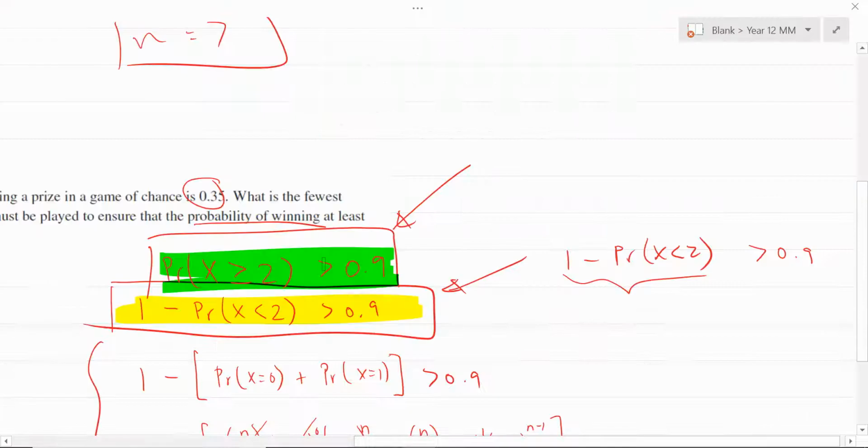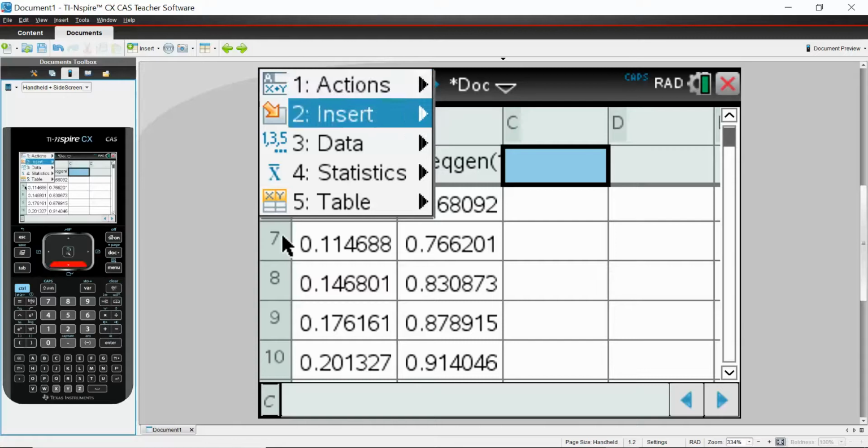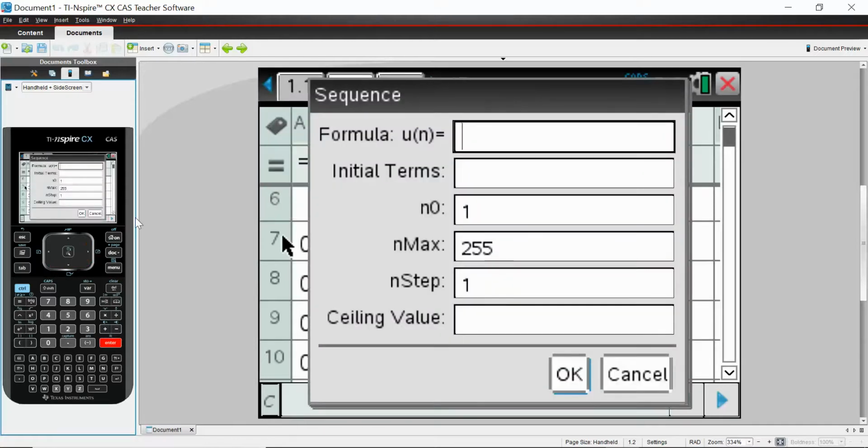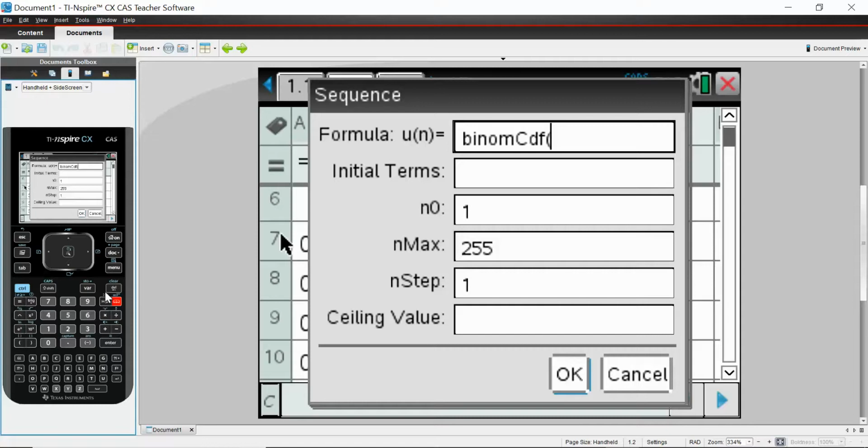We want it so that x is bigger than or equal to 2. So how do we do that? In this case, we still generate a sequence again. We still do binom. Now I'm not going to have minus 1 minus this. I'm going to have, again, n trials, I don't know. 0.35 still there, but remember now I want 2.